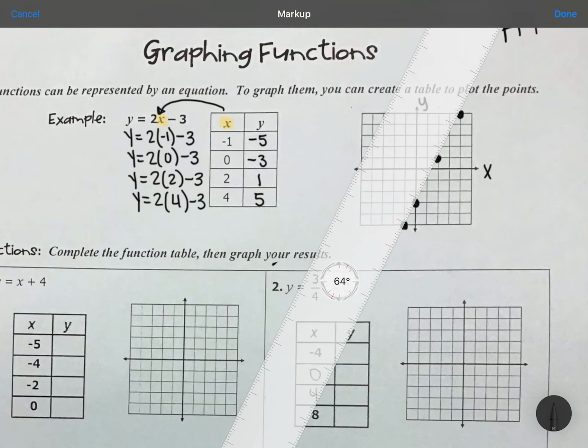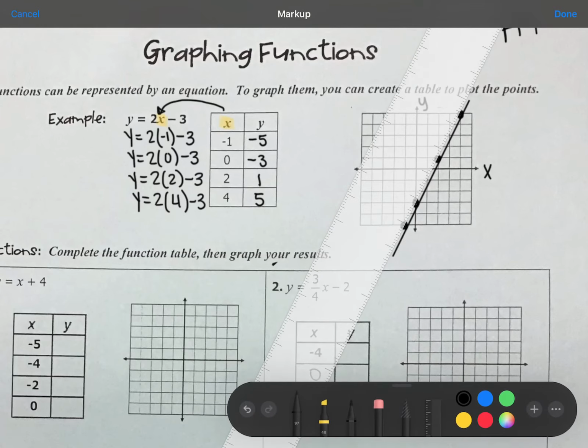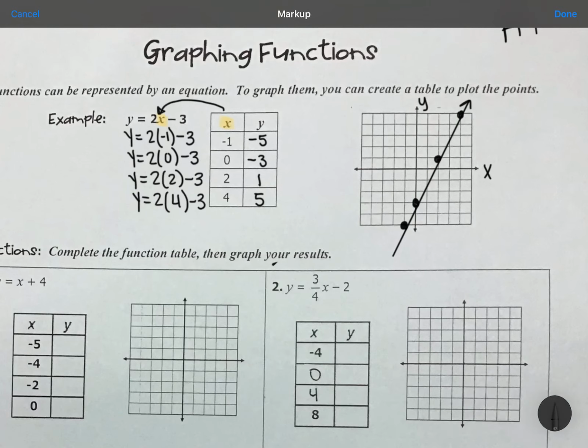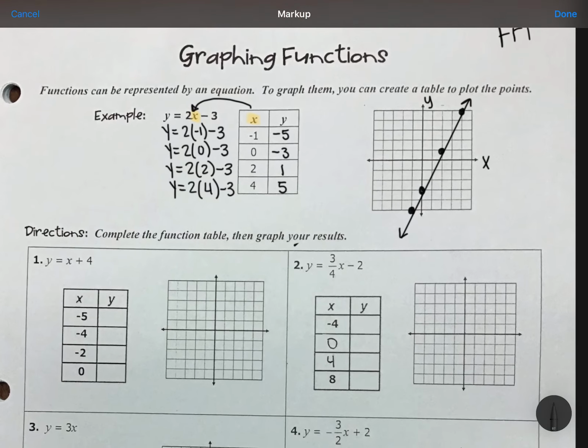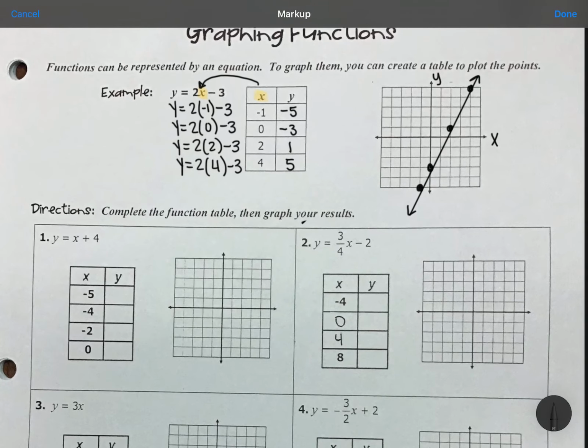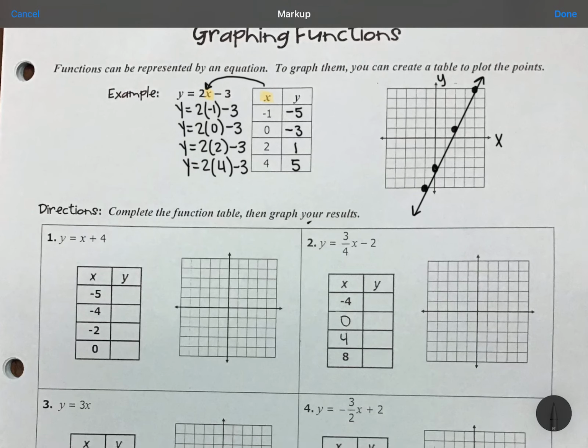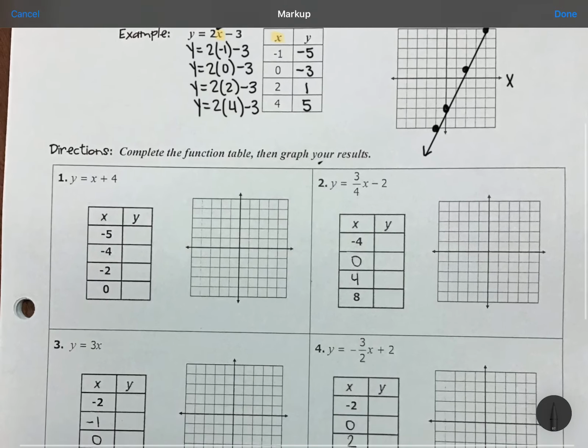So I'm going to cheat. It's not really cheating, but I'm going to use a ruler to connect, because if not, I probably wouldn't be drawing a straight line here. As good as it gets. So you can use a straight edge like a ruler or a note card or something that would be perfectly fine. And that is how you graph a function using a table. I'm going to do one more with you, and then your work is going to be 2 through 6.